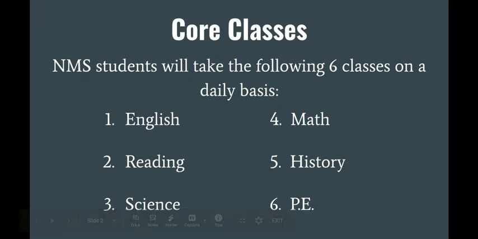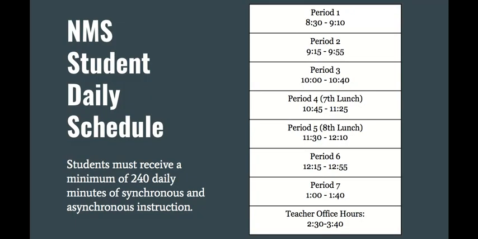So your child will have the 6 following core classes at some point during our school day. Based on Governor Newsom's recommendations, each child must receive 240 minutes of daily synchronous and asynchronous instruction, and I will explain those terms on the following page. You can see our schedule off to the right side of the screen.